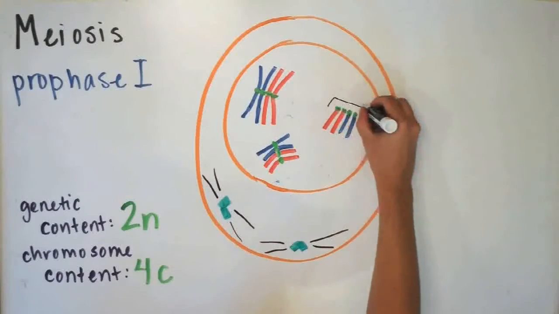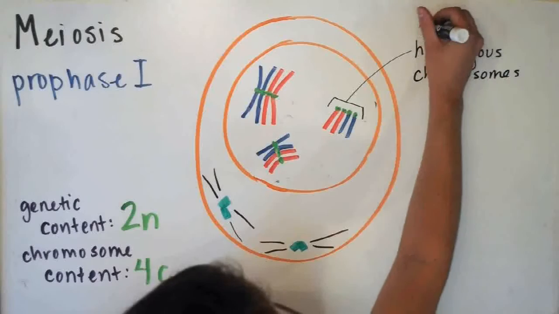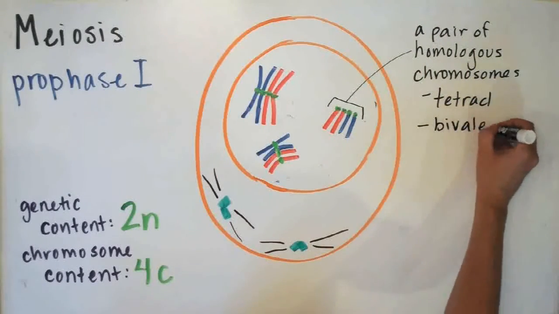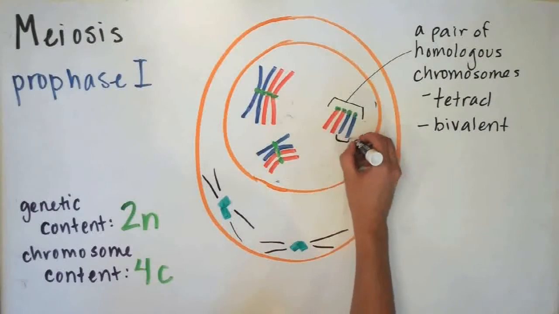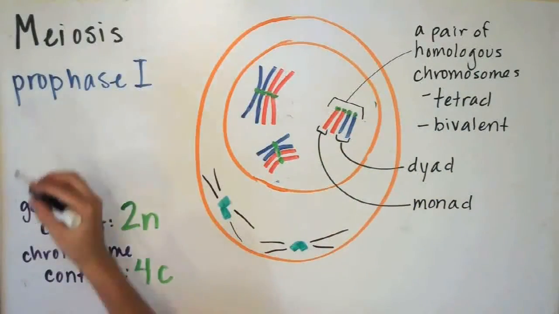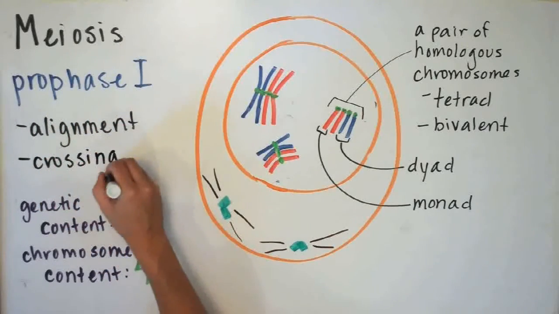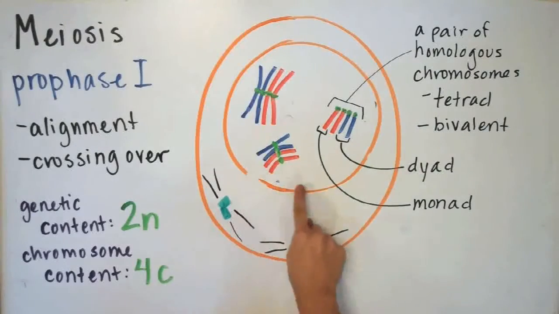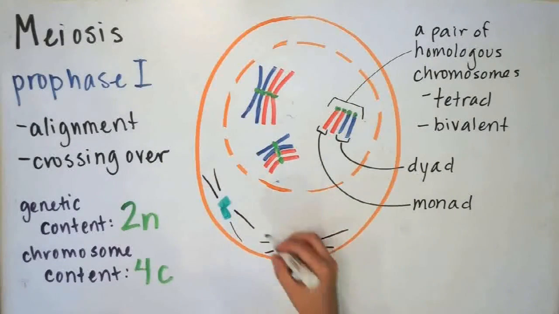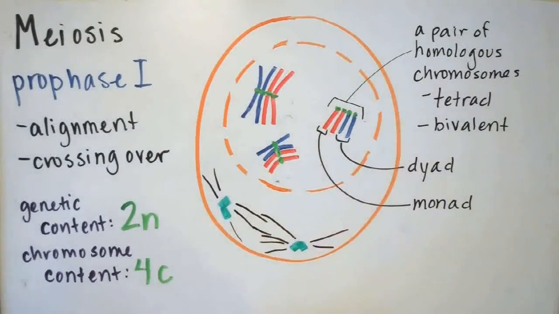Once the pairs of homologous chromosomes are connected as a single unit, they are known as a tetrad or a bivalent. Recall that a pair of sister chromatids is also called a dyad, while a single chromatid is known as a monad. Although we will not discuss it now, it is important to note that crossing over also occurs during prophase I. Similar to mitosis, in prophase I of meiosis, the nuclear membrane begins to degrade and the spindle apparatus begins to form.